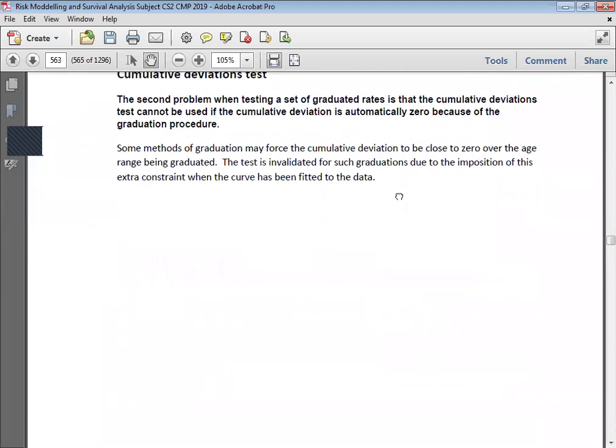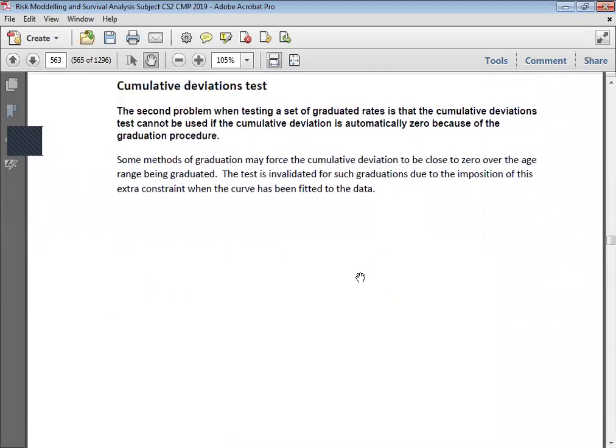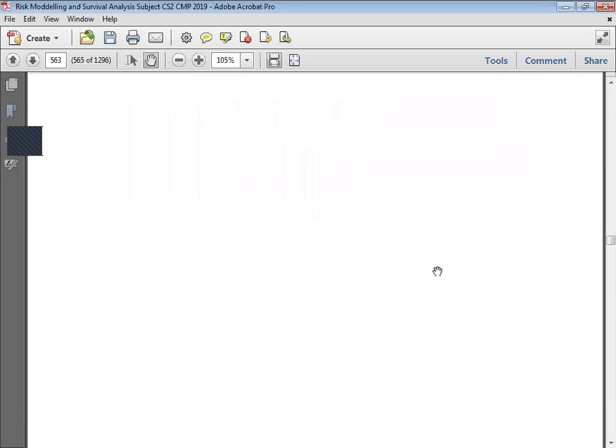This is something about the cumulative deviations test, and they are just making you aware once again that if the test statistic for this test comes out to be 0, then you should not use this test. If you figure out the values of your parameters using MLE, then you will get the answer as 0. So you should not use this test in that scenario.